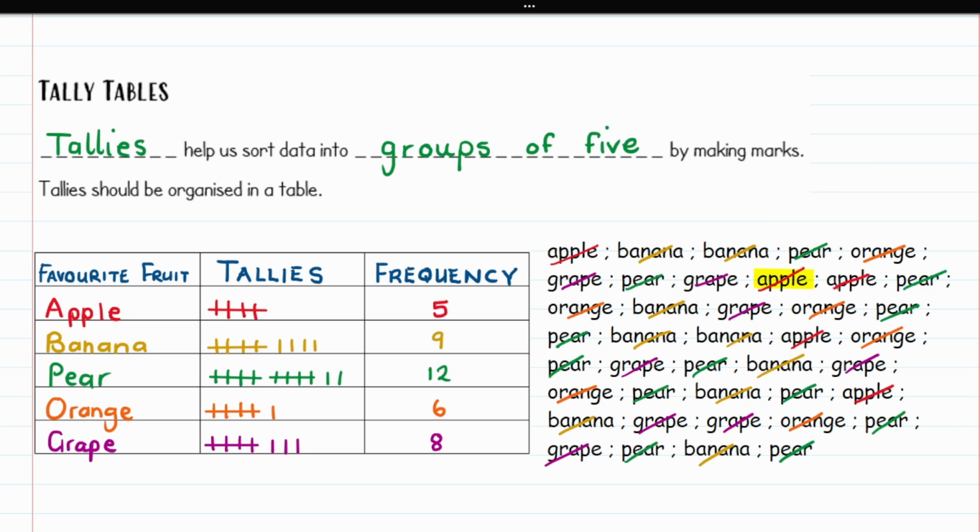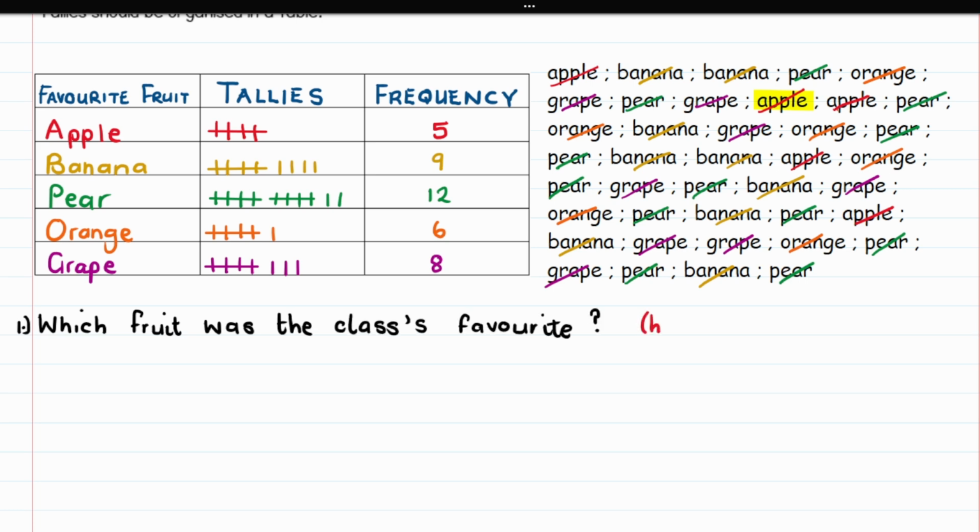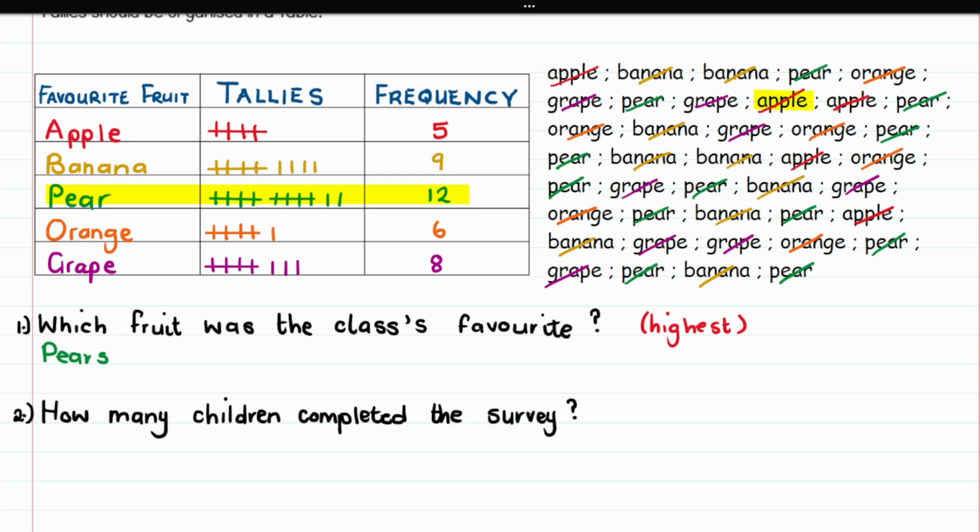Now we can answer questions on the data so that we can start to gather some information about the results. For example, a question could ask, which fruit was the class's favorite? This means it's looking for the highest value. Here we can see the highest is pears. For number 2, how many children completed the survey? This is asking for all the frequencies added up together. When I add 5 plus 9 plus 12 plus 6 and plus 8, I get an answer of 40 children.